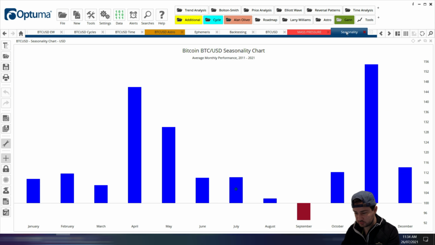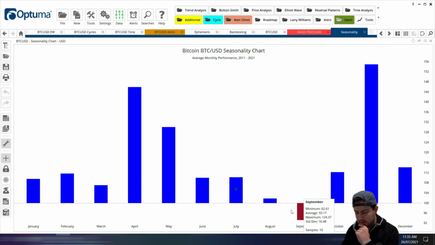The only one that I wanted to look at was the seasonality. So we're still in the month of July. There is weakness. It's not negative, but it's just not as strong as, say, for example, April or November. August is typically a weak month, and then September is the weakest month out of the seasonality of this Bitcoin USD chart. And this is the monthly performance from 2011 to 2021. So it's around, I'd say 10 years of data now.